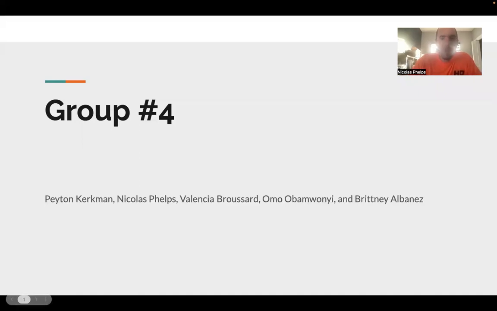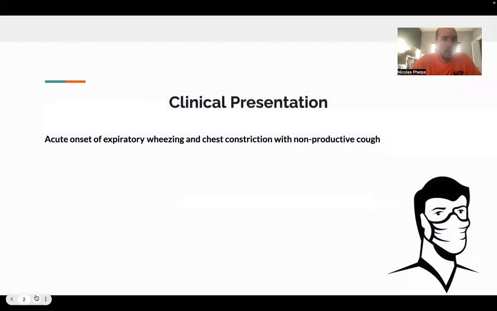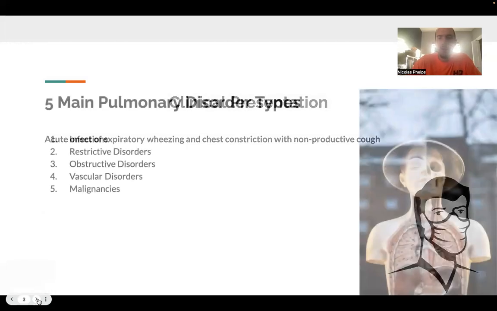This is our group. This is group 4. Our clinical presentation was an acute onset of expiratory wheezing and chest constriction with a non-productive cough.